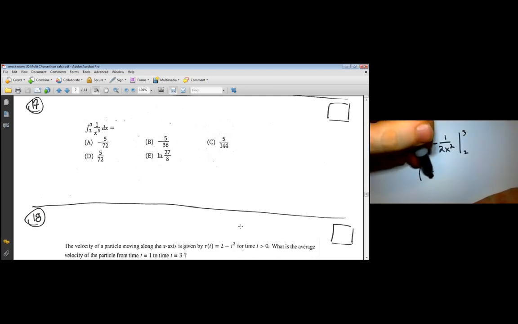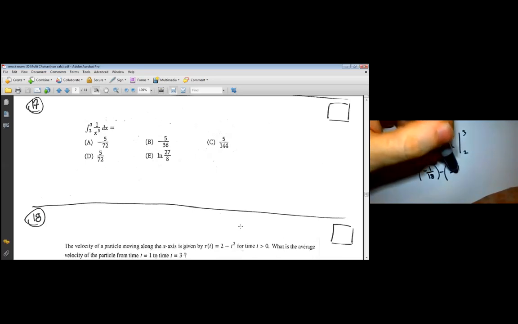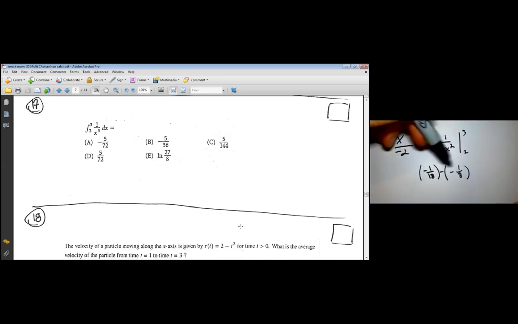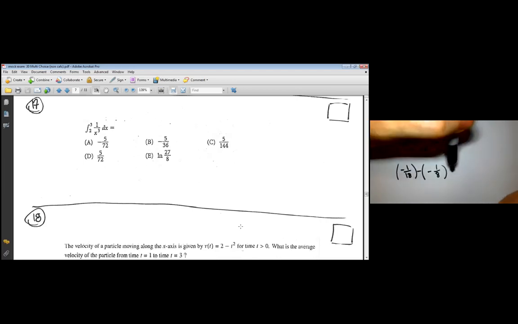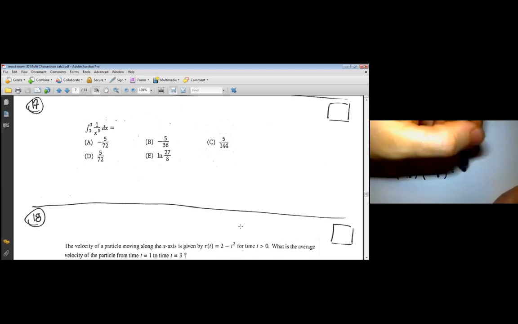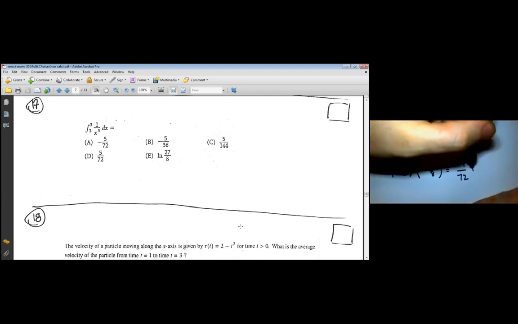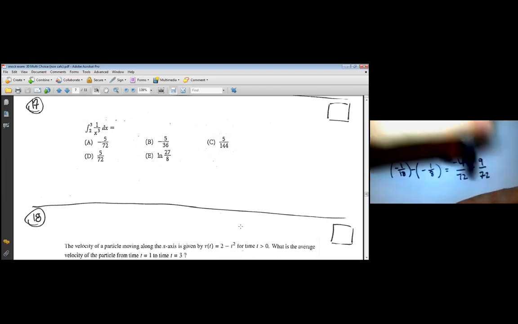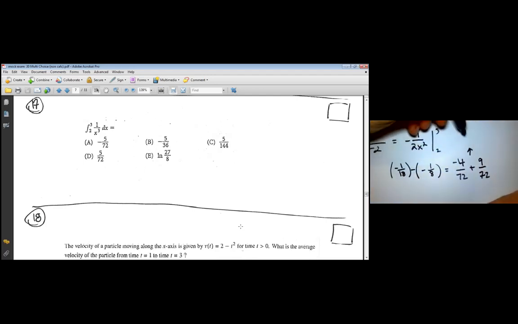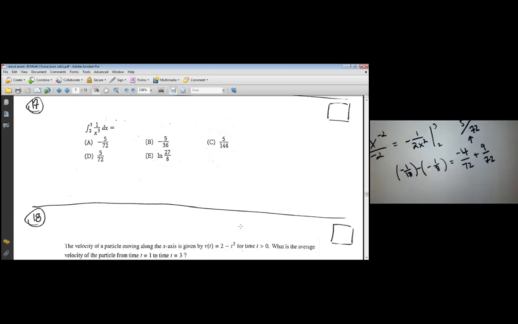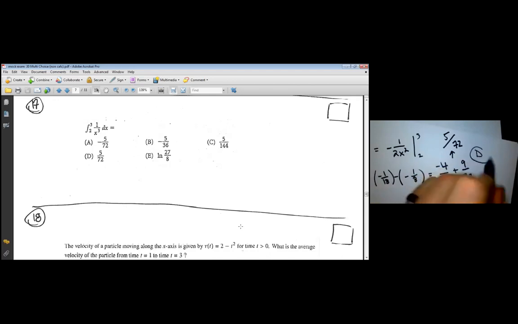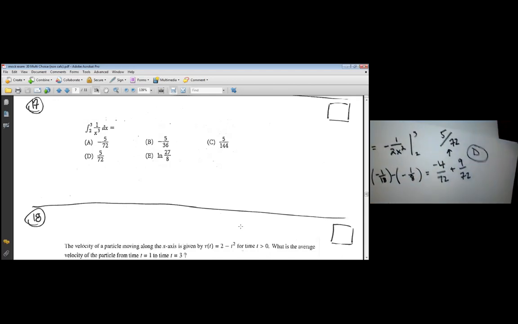So this is -1/18 minus -1/8. So first off, I can see that I need to add this, and then we'll see what we get. -1/18. Common denominator here is going to be 72. So I need to multiply that by 4, which means I need to multiply that by 9. Adding those up would be 5/72, choice D. Any questions on 17?